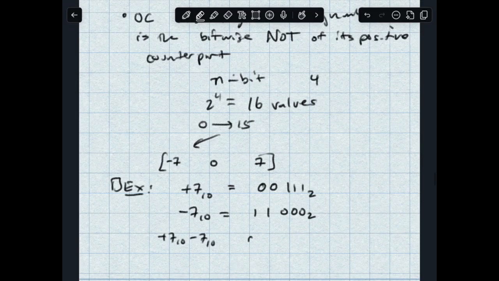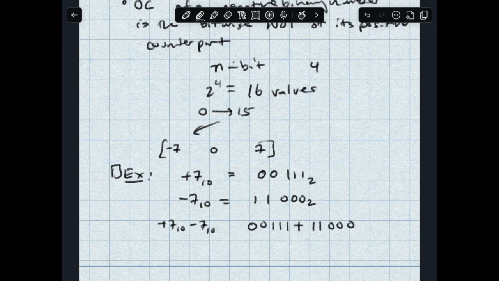Well, if I take 0, 0, 1, 1, 1, and I add 1, 1, 0, 0, 0, I just do a bitwise add. It turns out there's no carries here. So this is 1, 1, 1, 1, 1. Huh. That's equal to 31 base 10. Well, if 2 to the 5th is equal to 32, that's the same as an overflow back to 0.